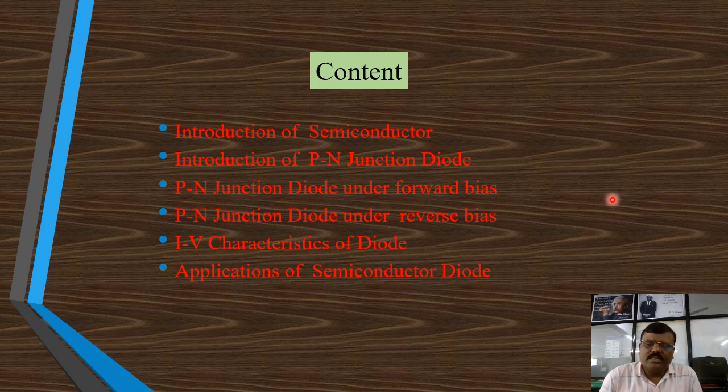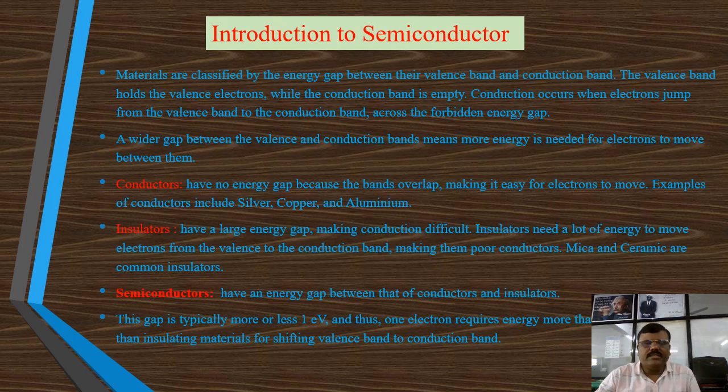In today's lecture, the content: introduction of semiconductor, introduction of PN junction diode, PN junction diode under forward bias, PN junction diode under reverse bias, current voltage characteristics of diode, and application of semiconductor diode. Now, first we see what is semiconductor.